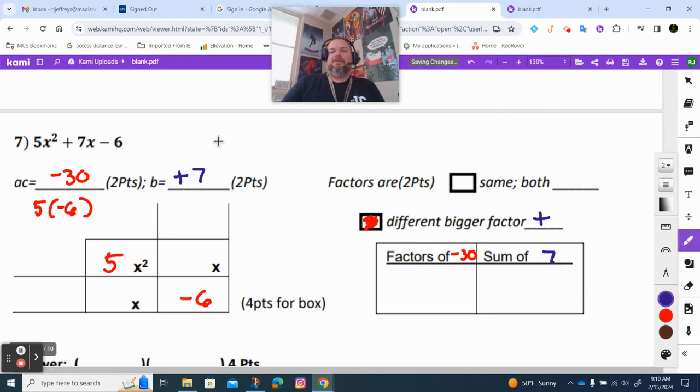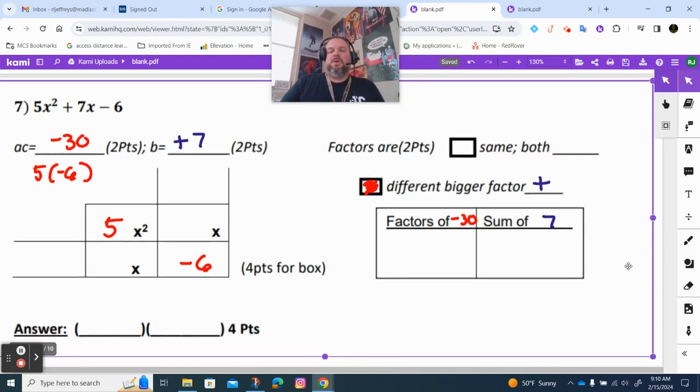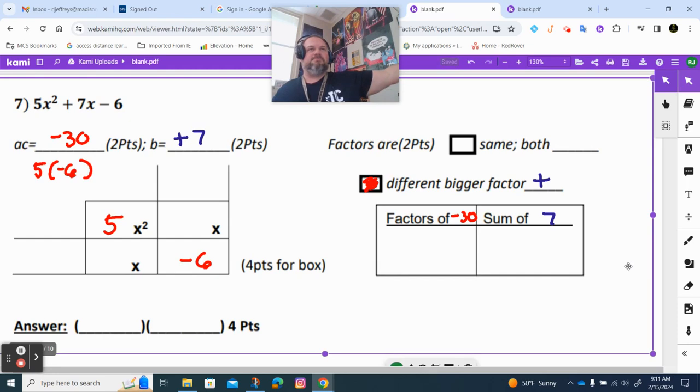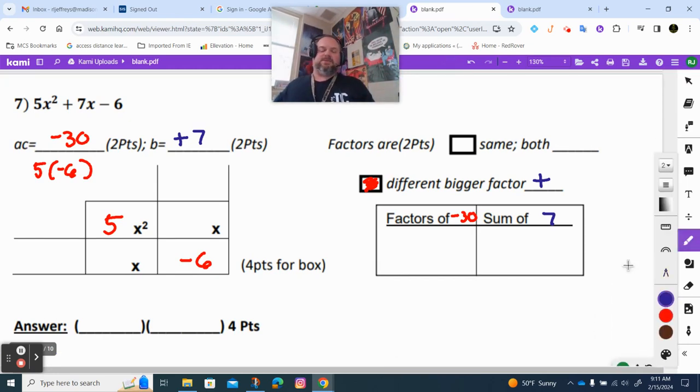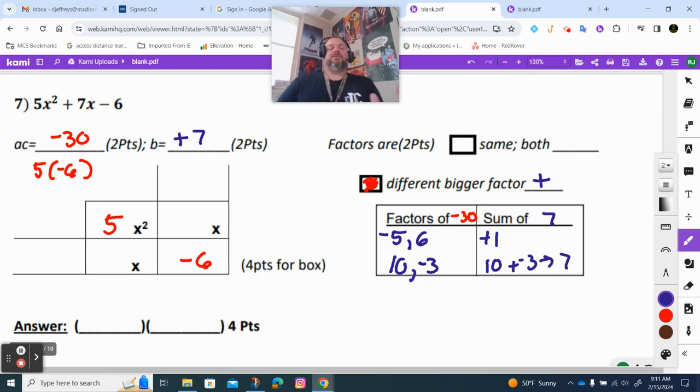Now, we could say 5 and 6 would be our factors, okay? Because usually that's what people think with 30. Negative 5, 6. But that gives us a positive 1. That's not 7. What's another number or sets of numbers that will go into 30? Yeah, 10 and 3. All right. So there's our factors to go in our box right here.